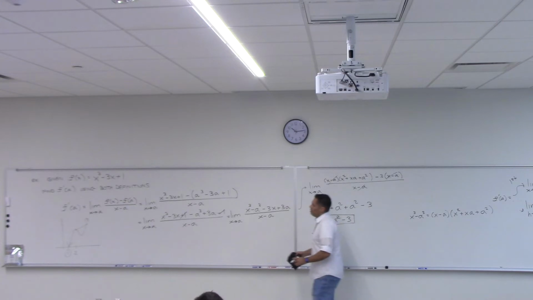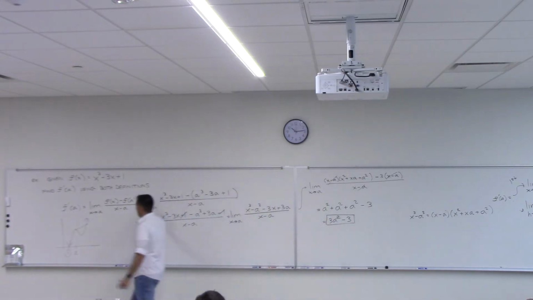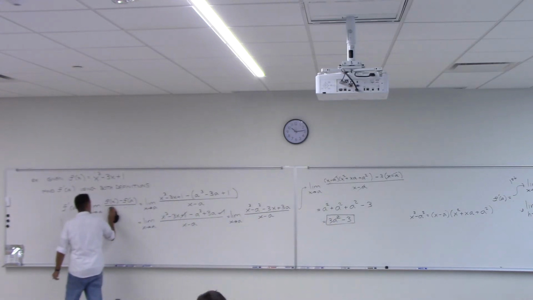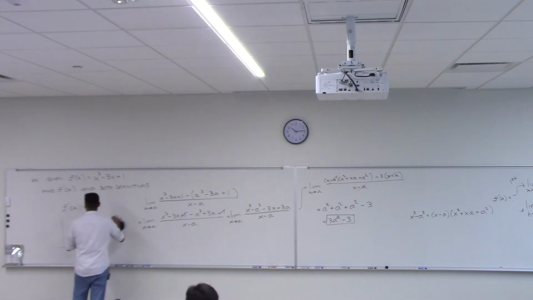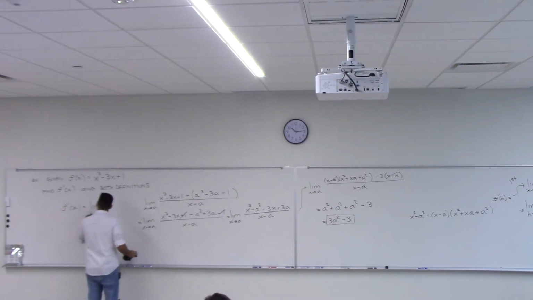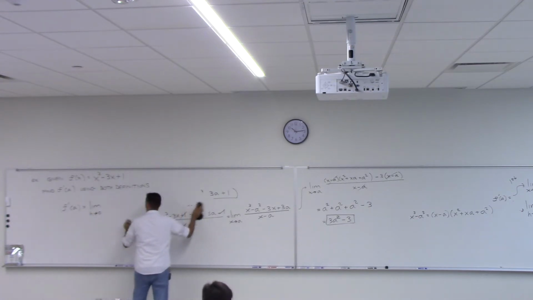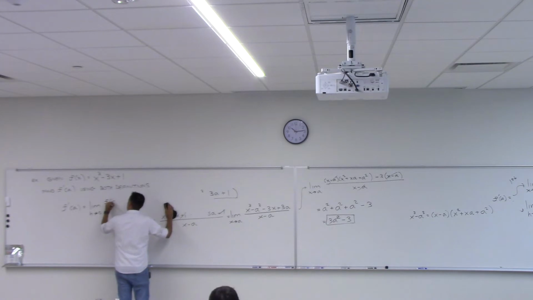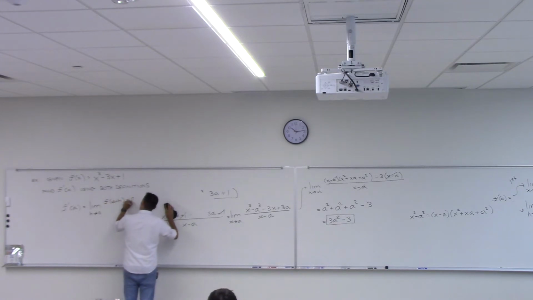All right, so the algebra, let's look at the second definition. How are we doing on time? Second definition, h goes to 0, right? f of a plus h minus f of a all over h.